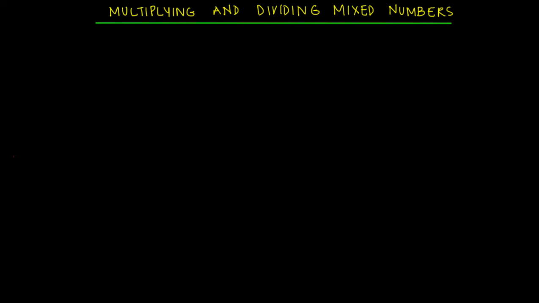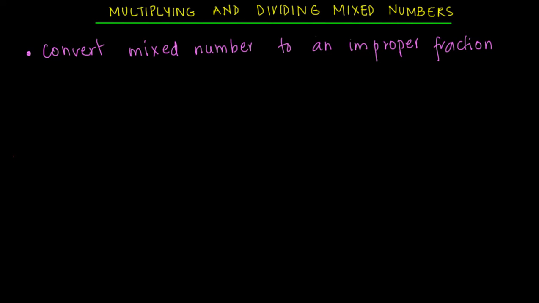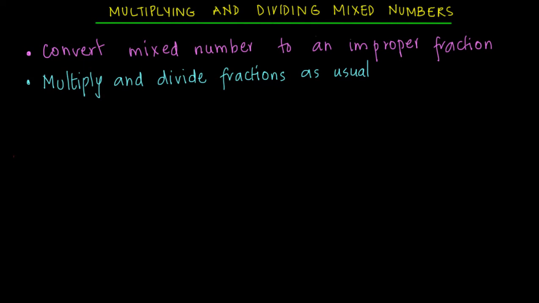In this video, let's look at how to multiply and divide mixed numbers. The rules for multiplying and dividing mixed numbers are more or less the same. The first step is to convert a mixed number into an improper fraction. The second step is to multiply and divide the fractions as usual, following the rules for multiplying and dividing fractions.